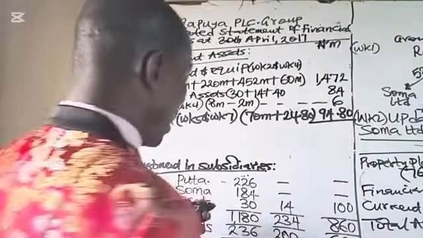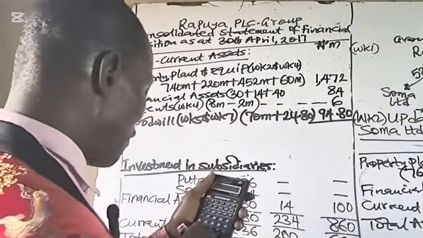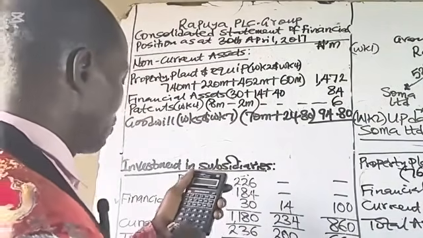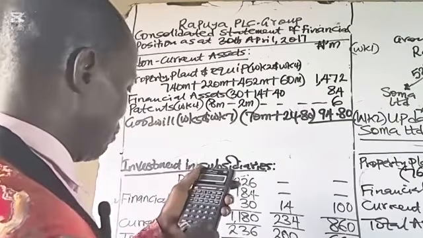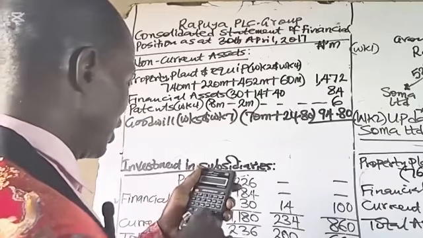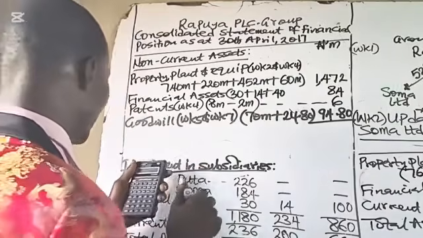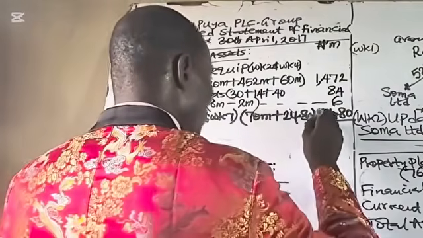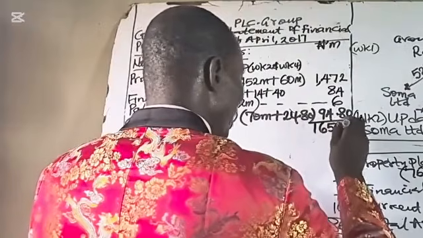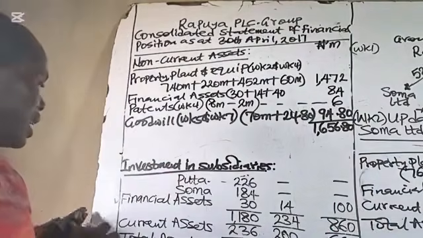So that is all about the non-current assets. Now let's total our non-current assets. 1472 plus 84 plus 6 plus 94.8. So we have 1656.8. That is the non-current asset.